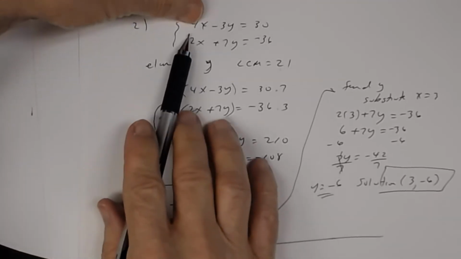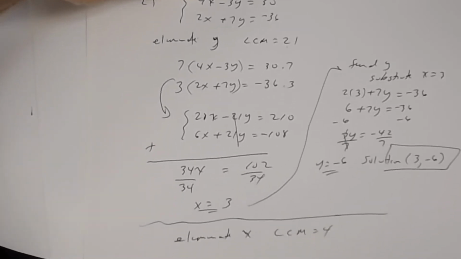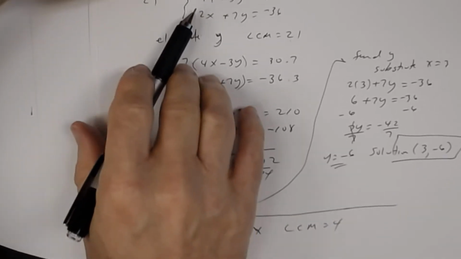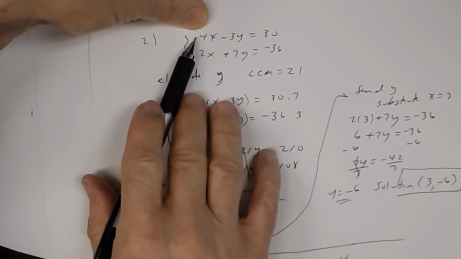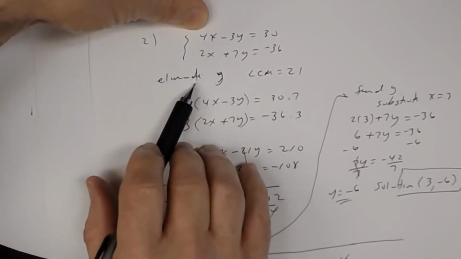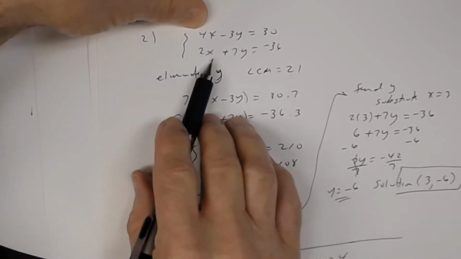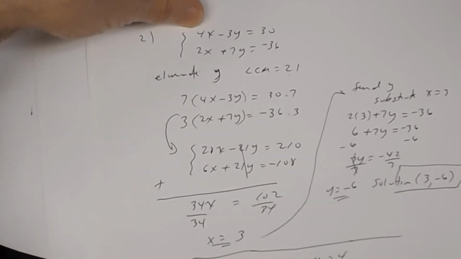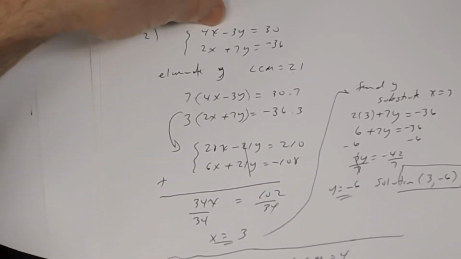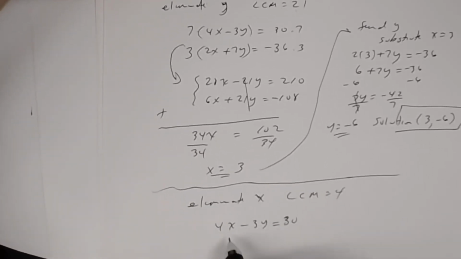The least common multiple of 4 and 2 then would be 4. So then you got to think, all right, that's already a 4. I need this now to be a negative 4 because I need these to be opposites. So that means I've got to multiply this by negative 2. We're going to leave the top equation alone because that already has a 4.